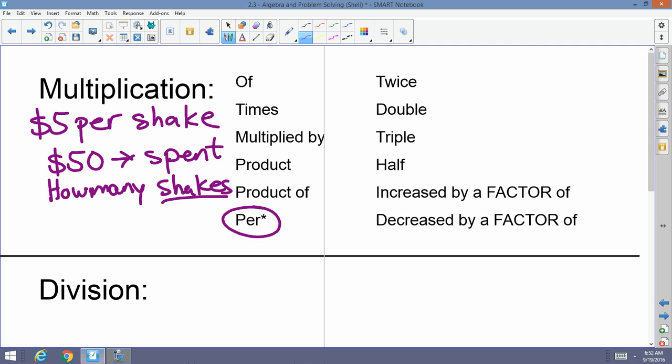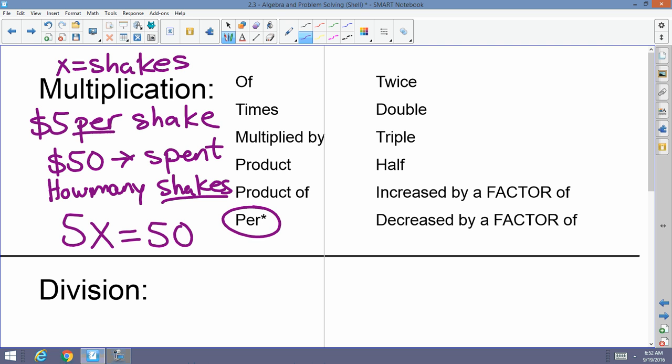Let's set up an equation. Well, we have $5 per, in this case, times x, where x is the number of shakes, equals $50. Whenever you're setting up a word problem, always label. So I would have said x equals shakes. And then you go ahead and solve from there. But a key here is understanding that per can be used for multiplication. I'm going to show you in a second how it's used in division as well.